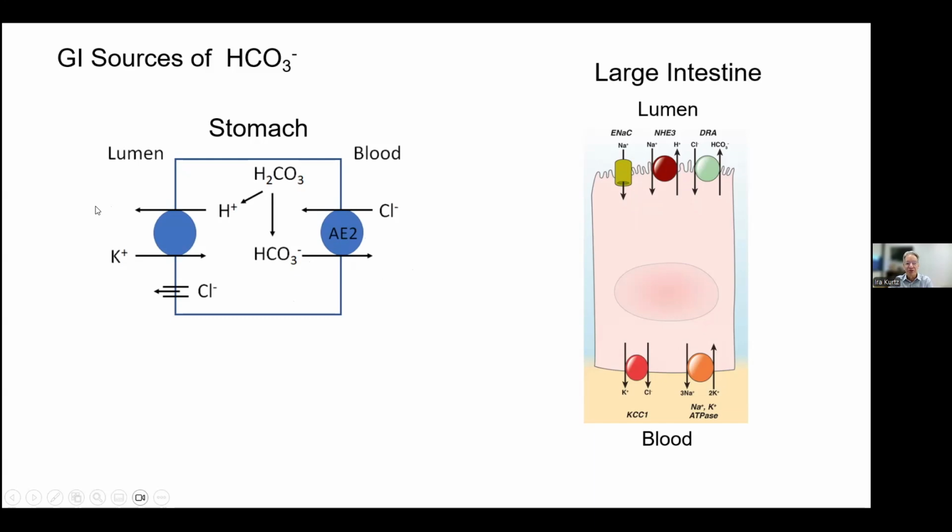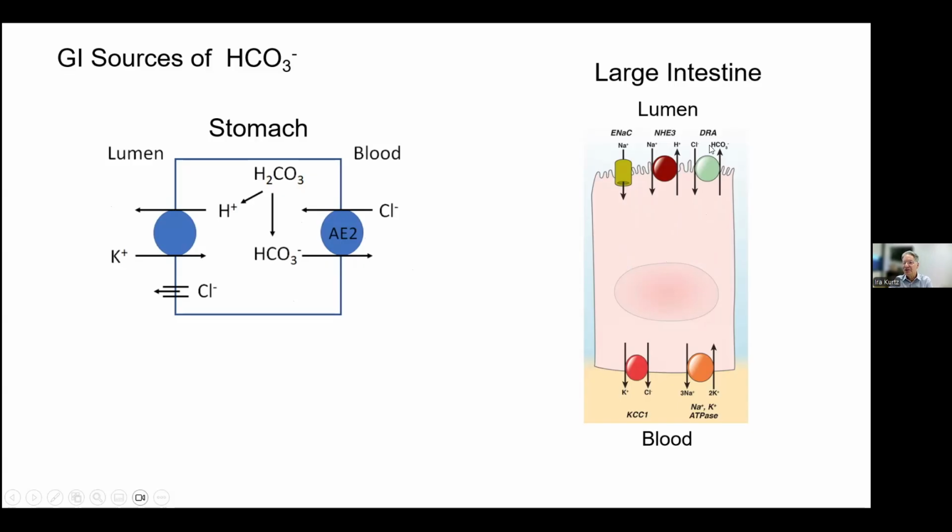Every proton that goes into the gastric lumen generates a bicarbonate that leaves on the basolateral side of the parietal cells into the gastric vein. In the villous adenoma, you have these different proteins here. People haven't really worked out what's going on.